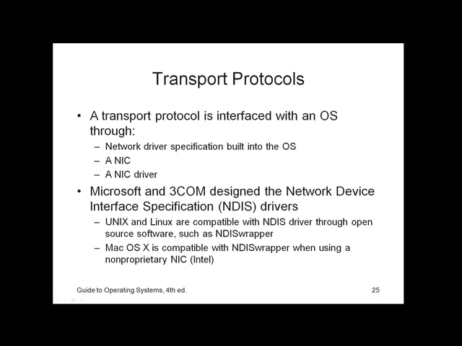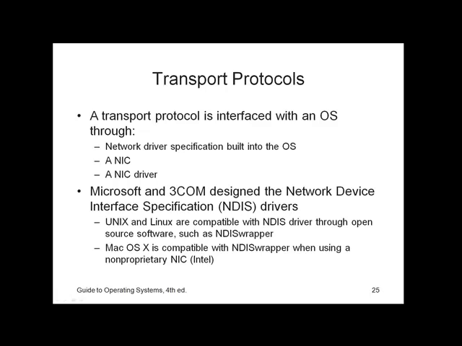Now, a transport protocol is interfaced with an operating system through three basic elements: a network driver specification built into the operating system, a NIC, and of course the NIC's driver. Network operating systems are built to offer special elements, which programmers call hooks, in the operating system kernel that will enable the operating system to interface with a network. An example of that is Microsoft and 3Com Corporation designing the Network Device Interface Specification, or NDIS, and the Windows-based NDIS drivers for this purpose.